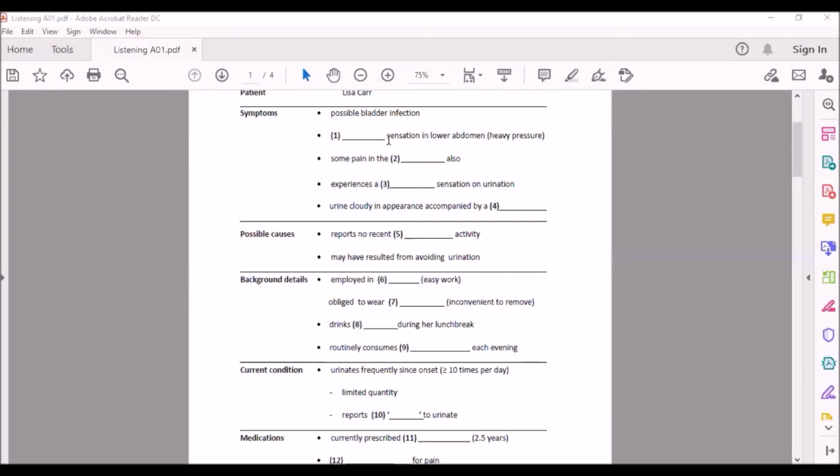Now, what do we need to do with the gaps? Is there anything we should do when we read and we reach one of these gaps? Could you please write in the chat, what should we do?